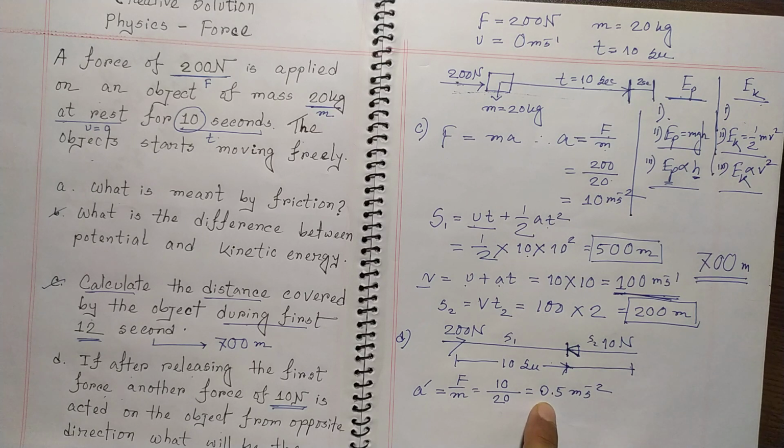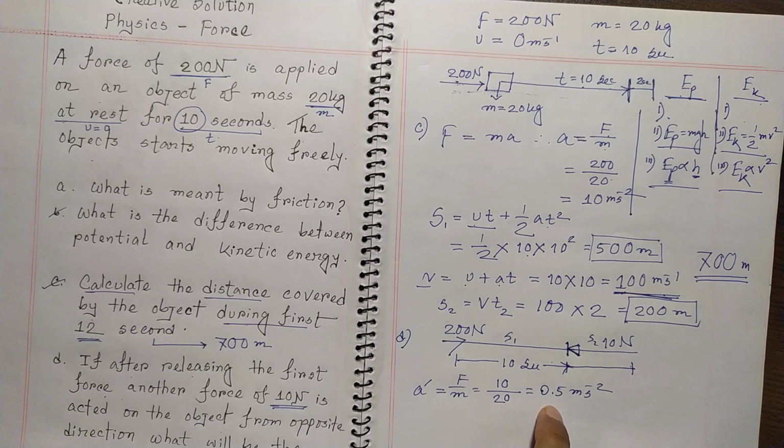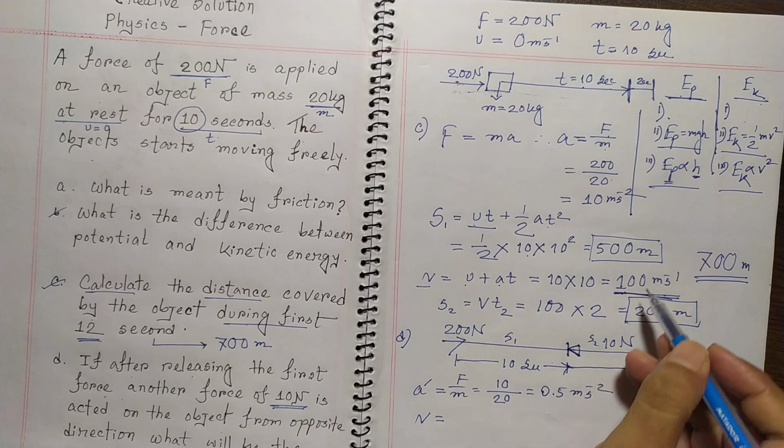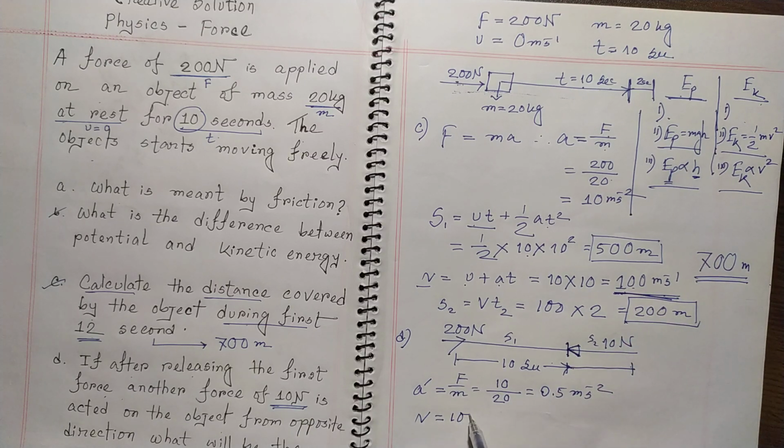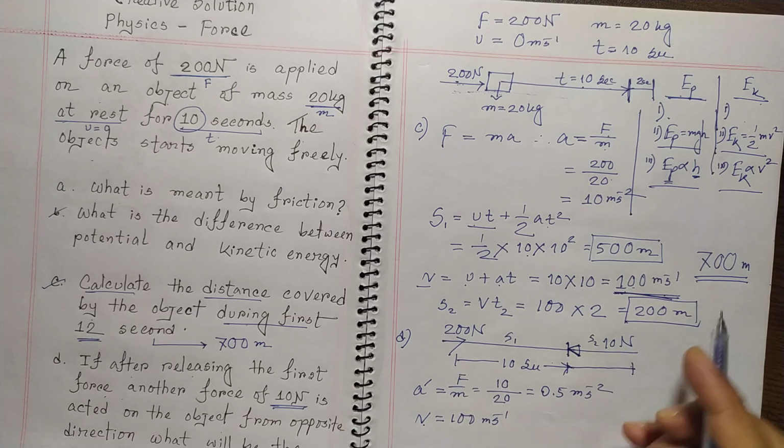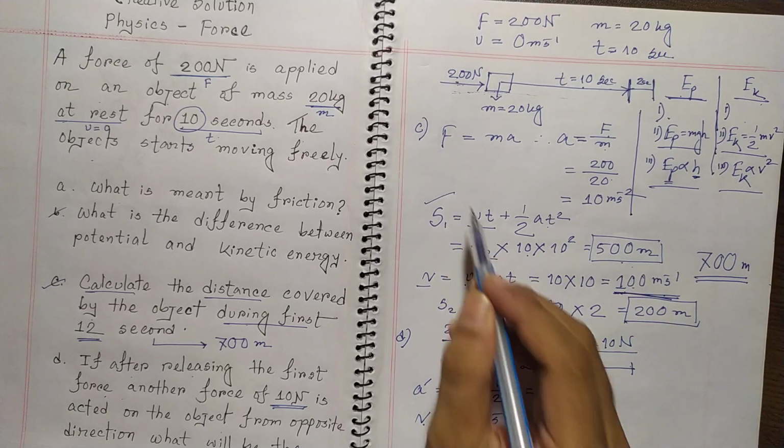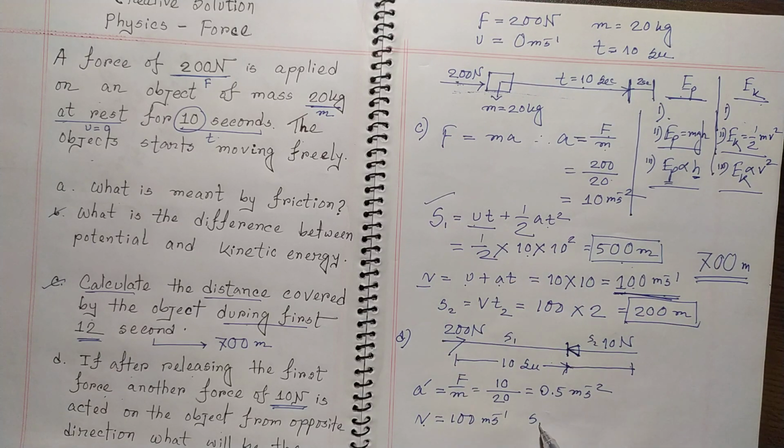This is negative. We know that the velocity after the first 10 seconds would be v, actually 100 meter per second. We know that this is after 10 seconds. So the distance traveled in the first 10 seconds is 500 meter. We did it from C. So the S1 in 10 seconds is 500 meter.